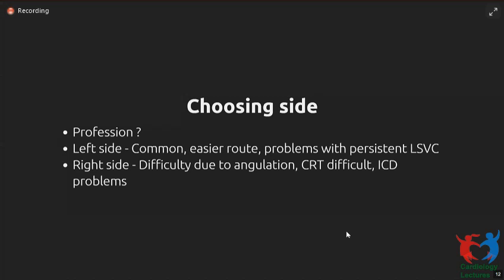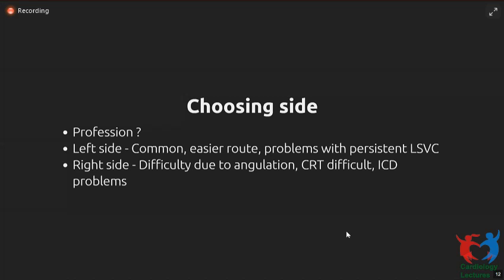99% of our implants are on the left side, and unless really required, you do not go to the right side. This is important to obtain a good vector for ICD shocks, and especially in CRT when you have to cannulate the CS. Left side is much better. So left side is preferred, and it is the most common one to use.